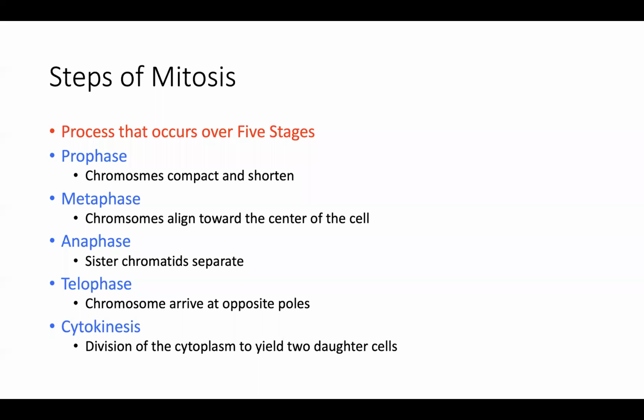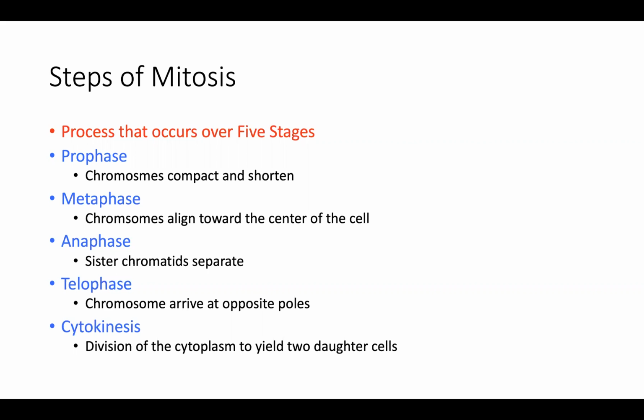Mitosis is characterized by prophase, metaphase, anaphase, telophase, and cytokinesis. There are some things happening at each stage. During prophase, those chromosomes are going to compact and shorten and start to condense and become visible. During metaphase, you're going to see these chromosomes start to align towards the center of the cell.